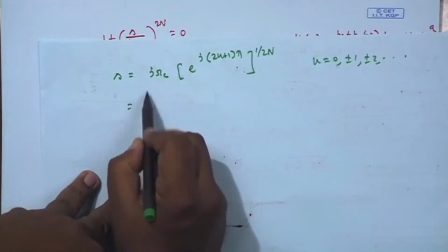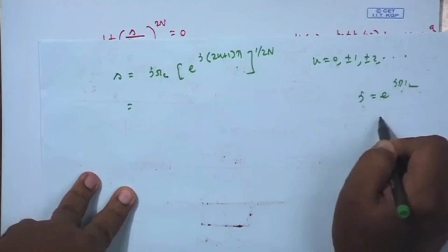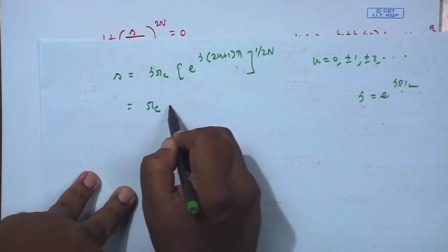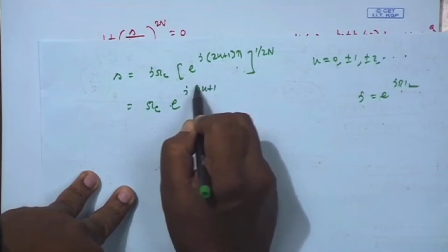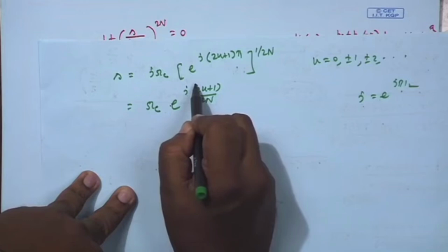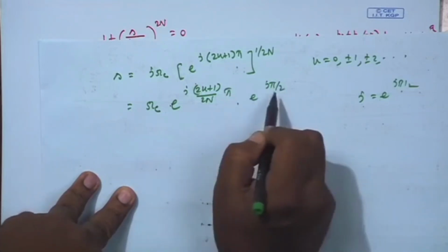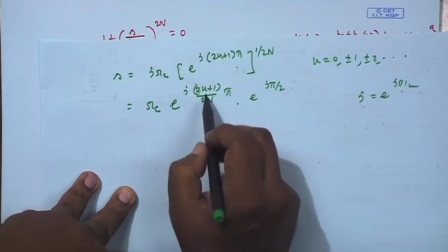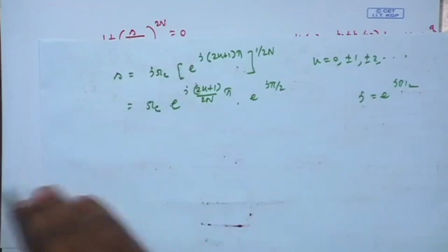This j is nothing but e to the power j pi by 2. So, this also you can write omega c e to the power j (2k plus 1) by 2n pi, into e to the power j pi by 2. This is just an offset. This is independent of k. So, whatever phase you get, every phase for every k gets added with pi by 2. This is pi by 2 additional rotation of a phasor.